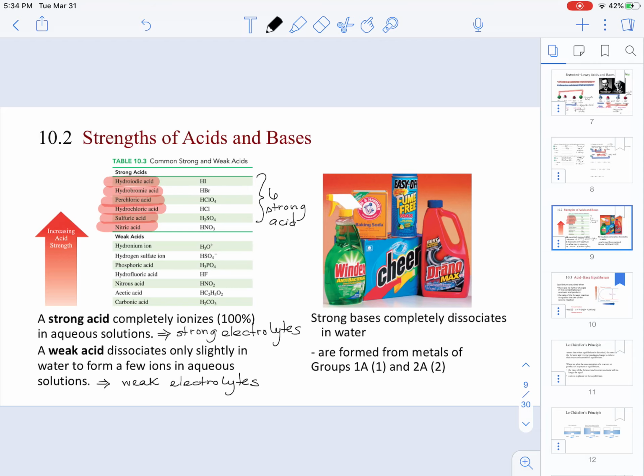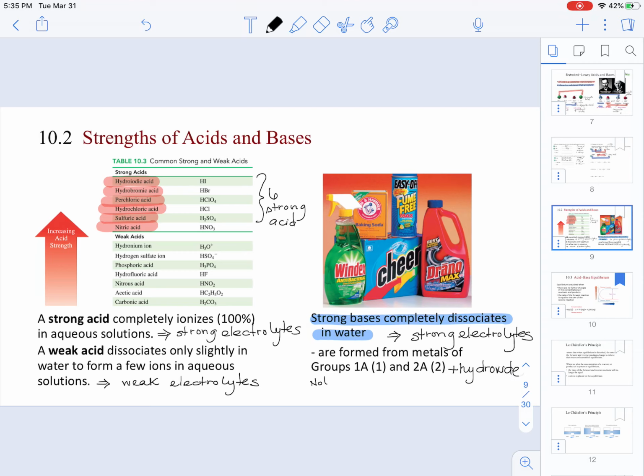When it comes to bases, understand that strong bases are going to completely dissociate in water. So strong bases are also known as strong electrolytes. Now, how do we know that a particular base is a strong base? Well, as you can see, strong bases are going to be formed from metals that are part of group 1A and group 2A, and they are going to be paired with hydroxides.